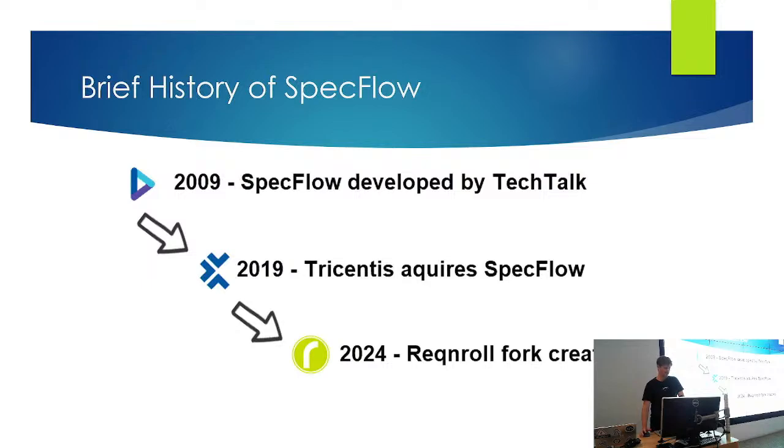Now the reason it was forked, it was actually done by the original developer of SpecFlow, Gáspár Nagy, is because Tricentis haven't really been supporting SpecFlow over the last year or so. They haven't really updated it for the latest .NET versions and things like that. So there was a bit of concern in the community, people who are already using SpecFlow. So Gáspár stepped in and he decided to fork it. Most of SpecFlow was already open source anyway, so that was fine. So he created Reqnroll. It's essentially the same thing.